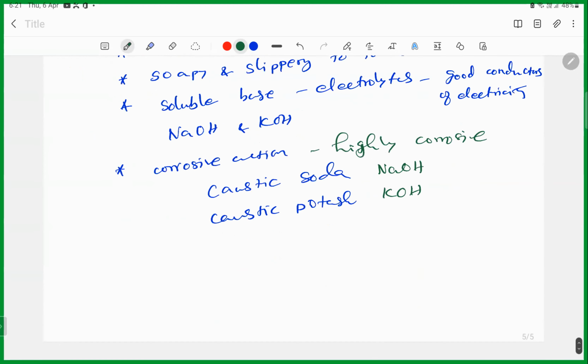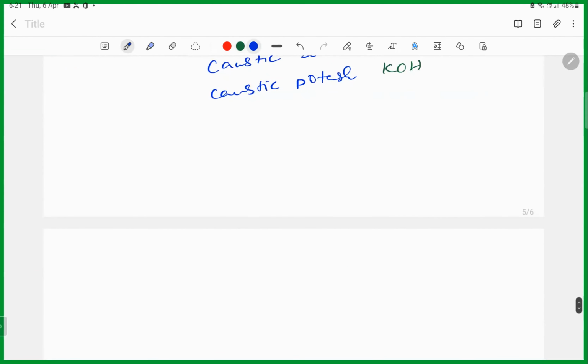Now the chemical reactions. First, action with air. When sodium hydroxide reacts with carbon dioxide in the atmosphere, it can form sodium carbonate. You can ask, when sodium hydroxide is kept in the atmosphere, will it change to sodium carbonate? No. Only when you pass carbon dioxide in saturated amounts will it form sodium carbonate and water. So when exposed to air, the alkali reacts with carbon dioxide of the air to form the respective carbonate.